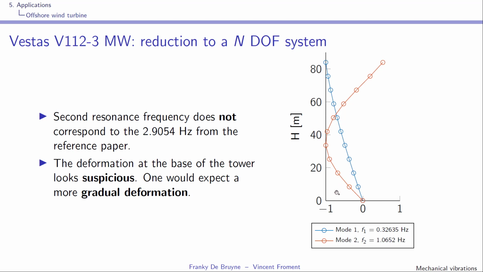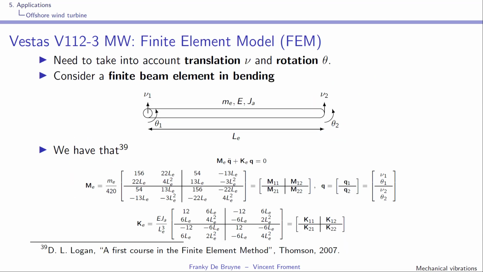If you look at the deformation at the base of the tower, you can see things that are looking a bit suspicious, because you would expect a more gradual deformation, and this is because we have reduced our system to n degrees of freedom without taking into account rotation of the elements. To take into account translation and rotation, we can use a so-called finite element method that was not covered by the course. But thanks to our 4 students, this will change, as this will now be explained in this video.